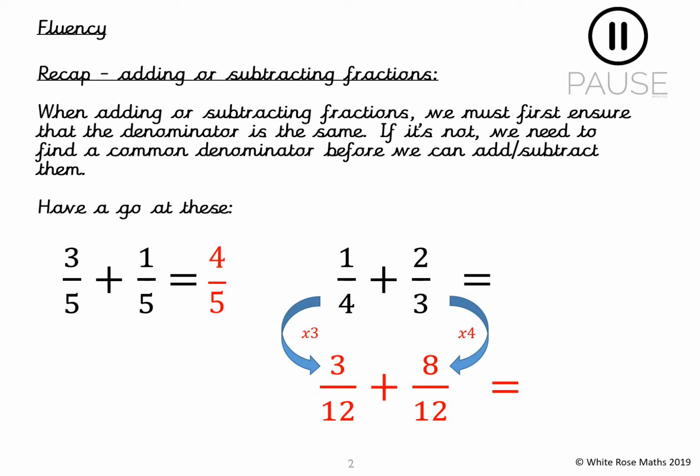But therefore you need to change the numerators as well. So what have you done to 4 to change it into 12? You've times it by 3. So you need to do 1 times 3 to make 3. So 1/4 is the same as 3/12. Then moving on to your thirds, 2/3. What have you done to 3 to change it into 12? You've times it by 4. So you need to do the same to the 2. 2 times 4 is 8. So 2/3 is equivalent to 8/12.